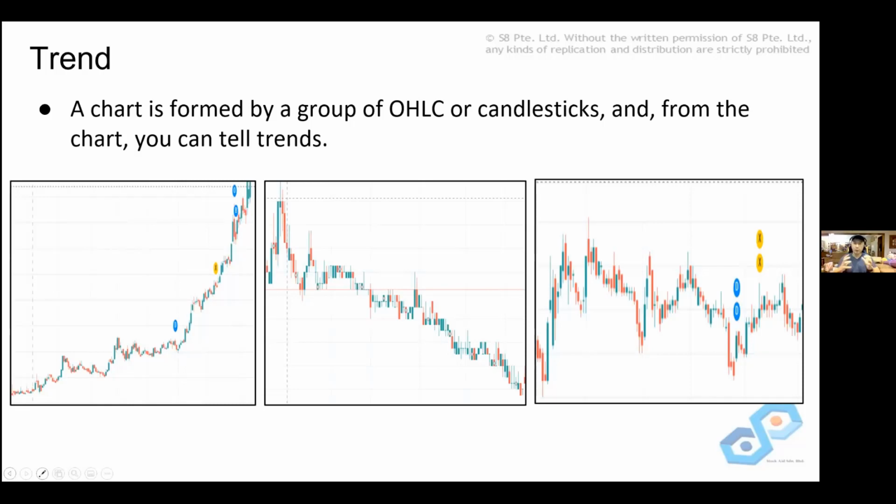So when you have a group of OHLC, a group of candles, you can tell trends. And trends have 3 types. Ladies and gentlemen, how many types of trends are there? Tell me in the chat. How many trends are there? Tell me in the chat.